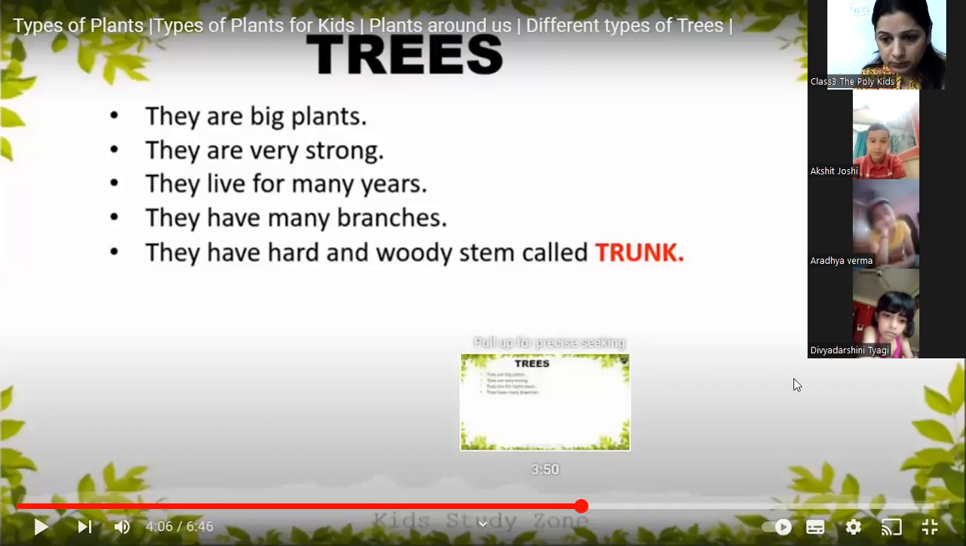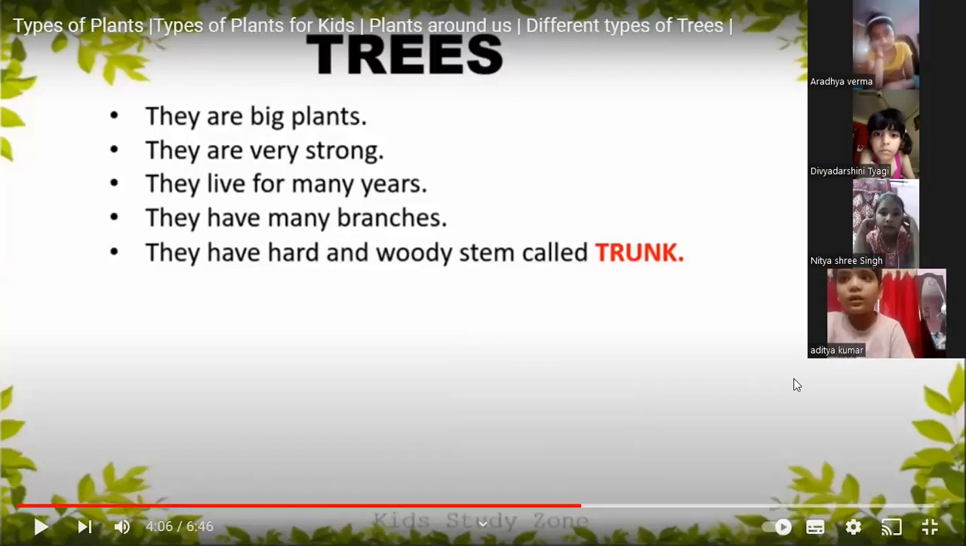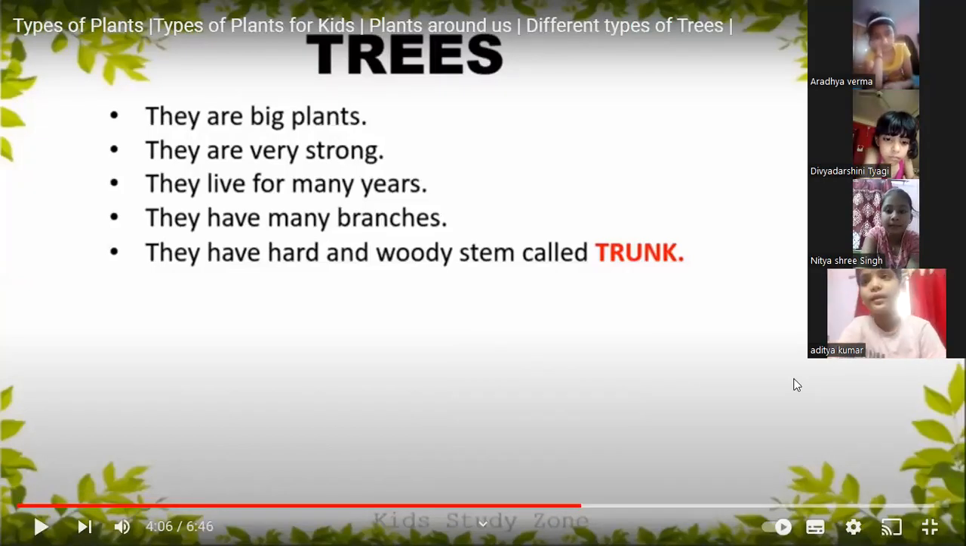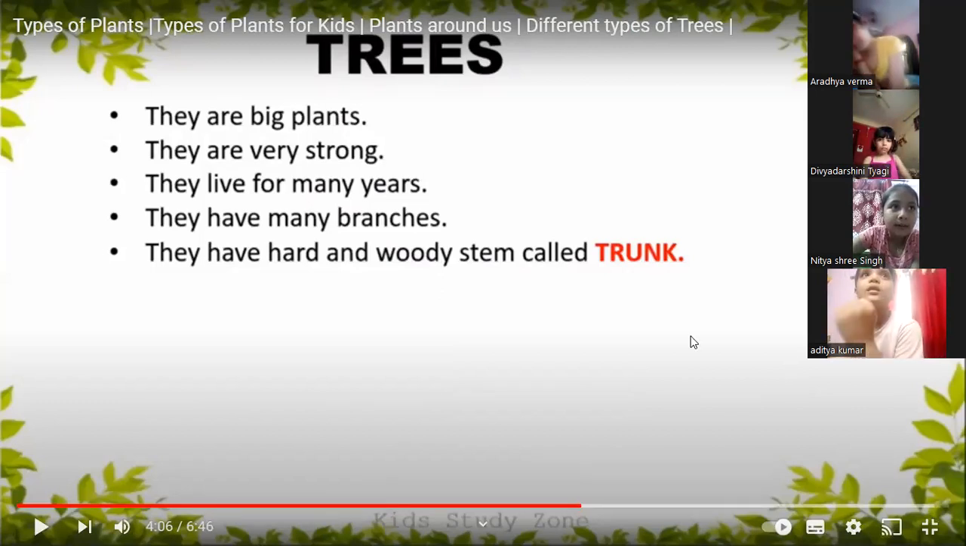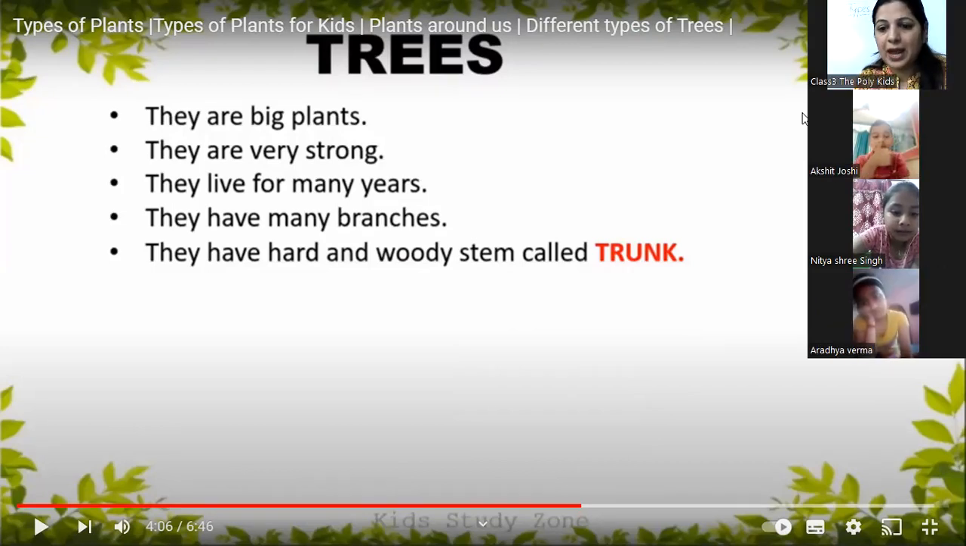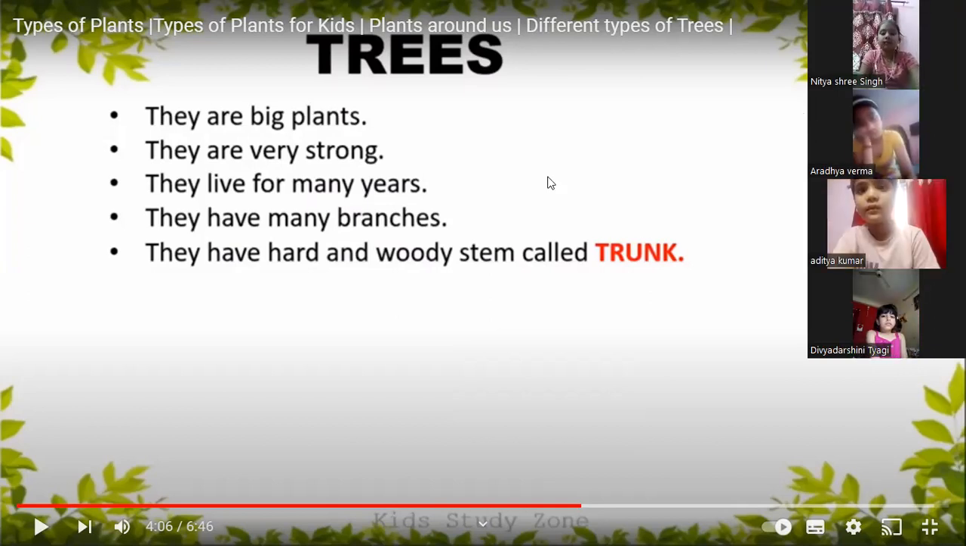Very good. Niteshri, example of creepers. Ma'am, pumpkin and watermelon. Very good. Okay. Aditya, you give me example of trees. Banyan, peepal, mango.